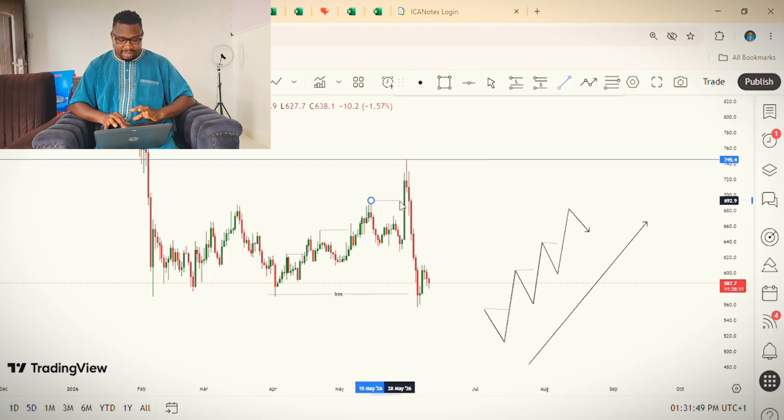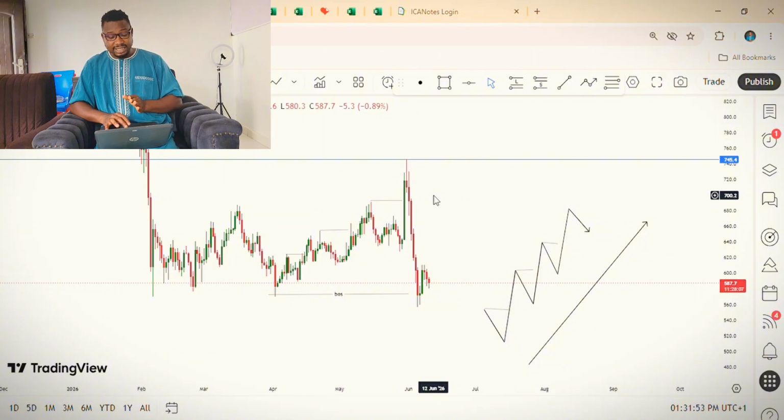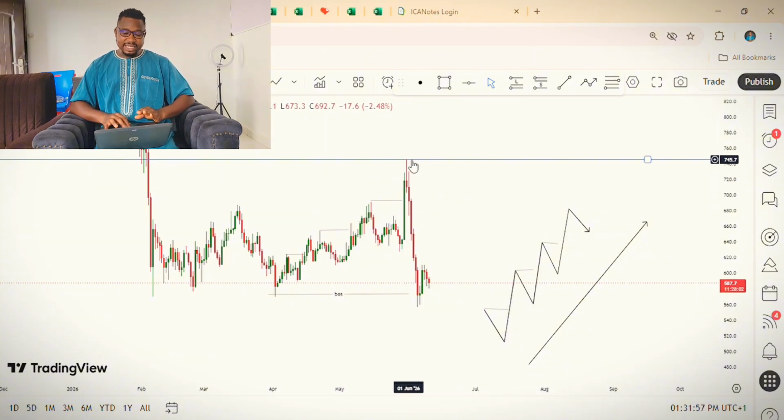And here, boom, this is the last one as it keeps going up. Then after it hit this resistance level, we had what we call a change of character. This level here, boom.